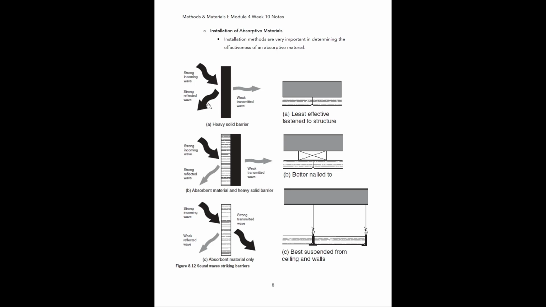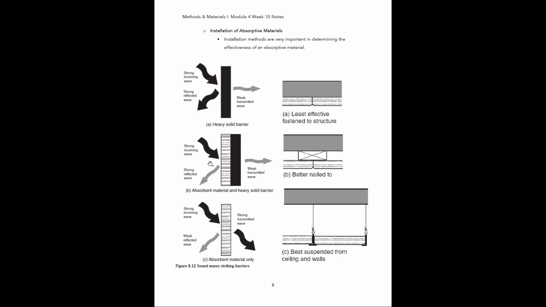So here you can see in the middle, right, we just took the absorbent material and we put it over top of the solid barrier, and that is kind of doing both things that we want it to. So the sound wave's coming in, it's leaving as a weak reflected wave. This is actually a typo that they have in the book that should say weak, not strong.